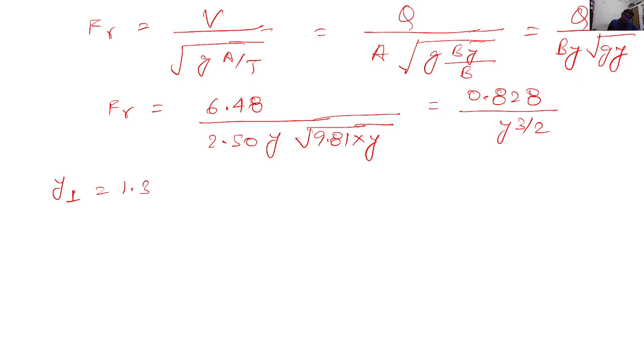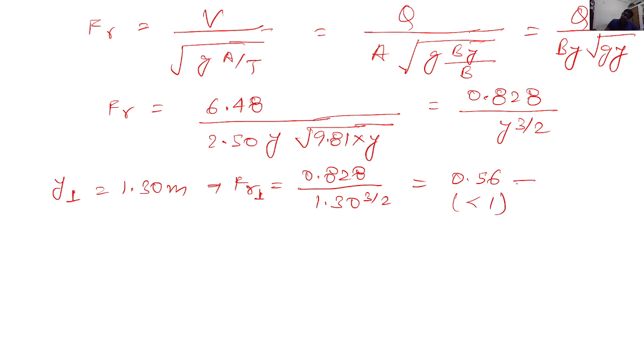Y1 was 1.30 meter, so the Froude number corresponding to that would be 0.828 by 1.30 power 3 by 2, equal to 0.56. So the Froude number is less than 1. So this would mean this is a case of subcritical flow.